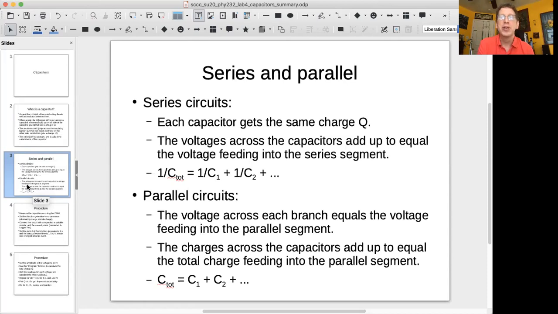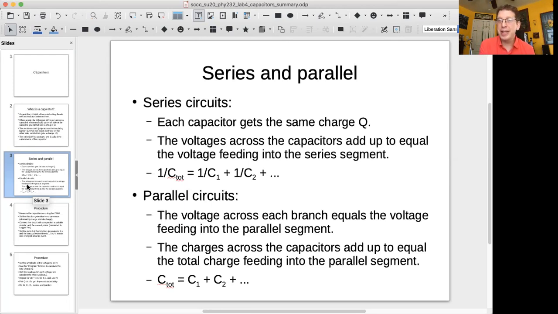When you connect the capacitors in parallel, some of the current goes to one capacitor and some of the current goes to the other capacitor, so they branch off. And so they don't get the same charge in both. What happens is the voltage across each is equal to the voltage that feeds in to that segment of the circuit. The charges add up so that the total charge coming into the parallel segment is equal to the sum of the charges that build up on each capacitor.